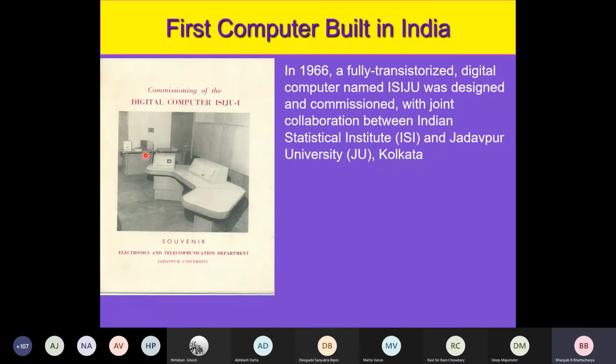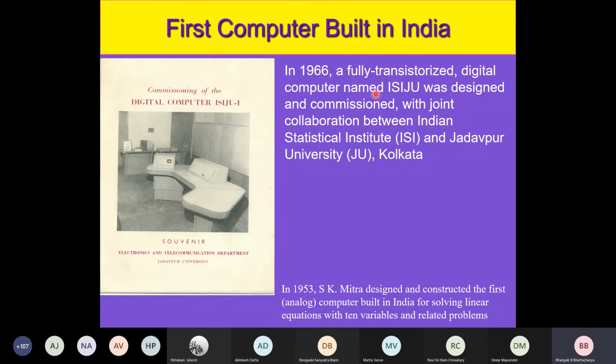So this is the control room. During that time, you do not have the monitor and so on. The monitor technology has not yet come. So you had some switches and so on.